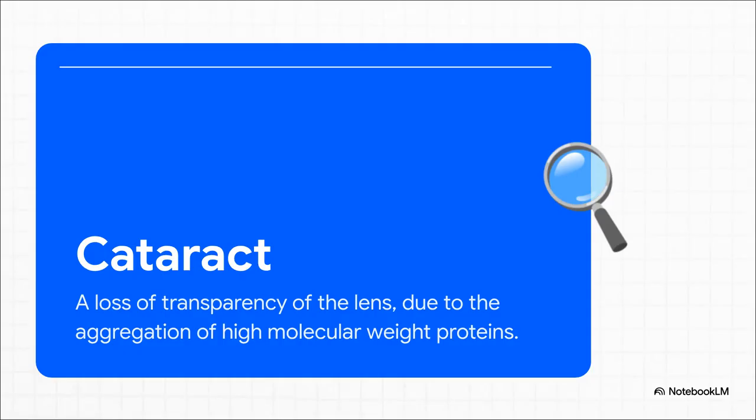Okay, but what happens when the lens itself is the problem? Well, that's a cataract. I want you to think of it like your camera lens getting all smudged and cloudy. Over time, these proteins inside the lens can start clumping up, and when they do, they scatter the light instead of focusing it, which prevents you from seeing a clear image.